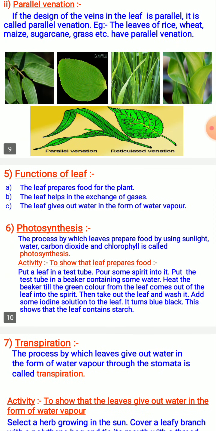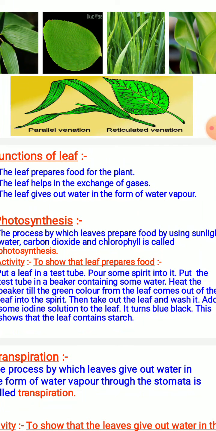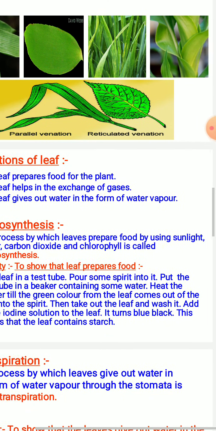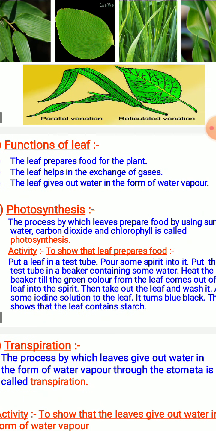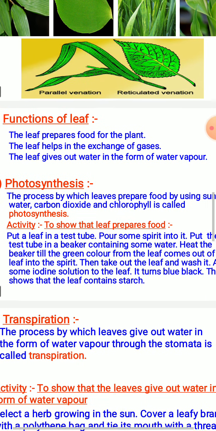Dear students, photosynthesis. Photosynthesis is the process of making food by plants by using sunlight, water, carbon dioxide and chlorophyll. So basically chlorophyll is present in the leaf, and in the presence of sunlight, water and carbon dioxide, the plants prepare their food.